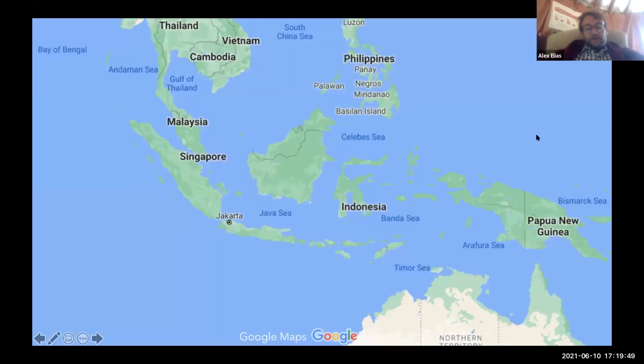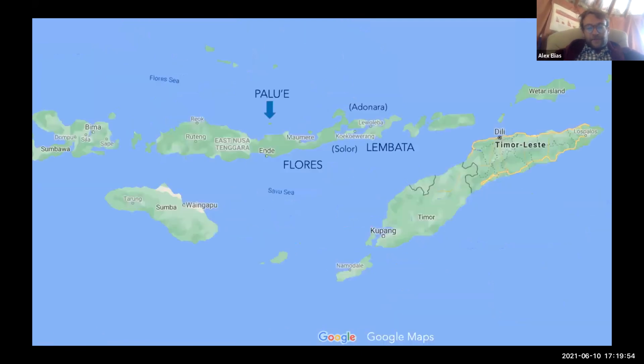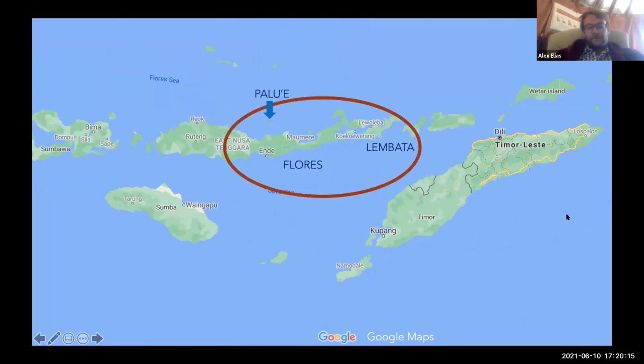So we're talking about languages of the Lesser Sundas Islands, which are located down here. More specifically, we're talking about the languages spoken in these islands. This small green dot here, Palue, here the island of Flores, the long one, and the island of Lembada. And there are 2 smaller islands here, Adenara and Solor, which don't participate in the sound pattern. So we'll be focusing on the languages of these 3 islands today, and specifically the middle and eastern part of Flores.